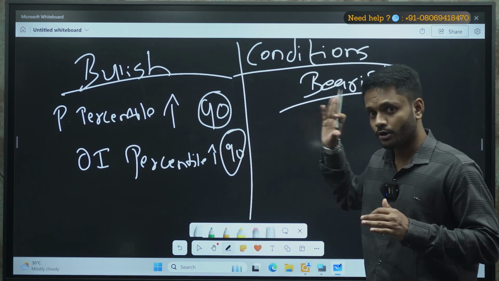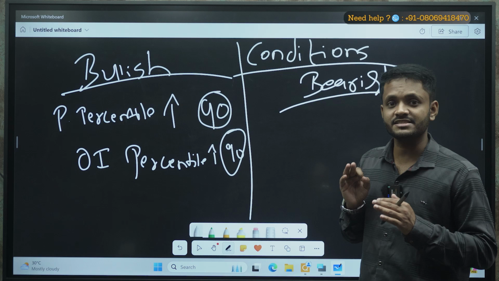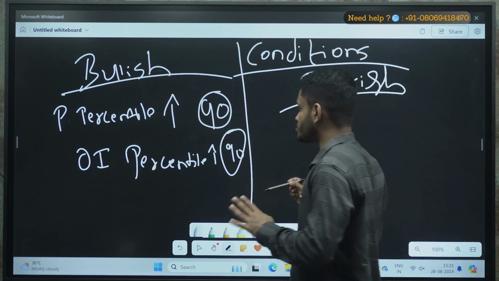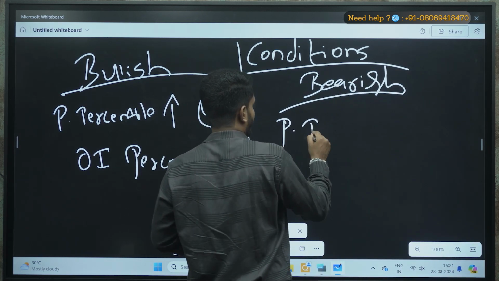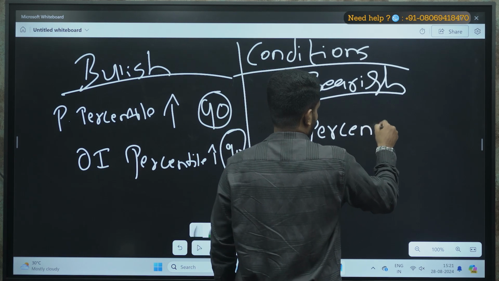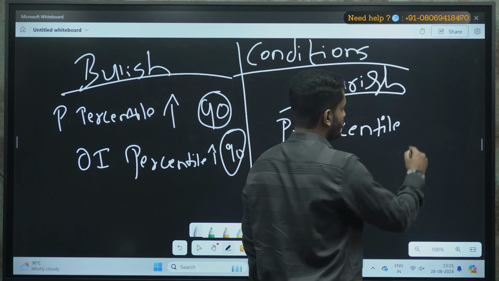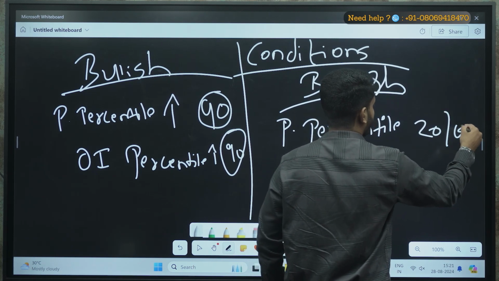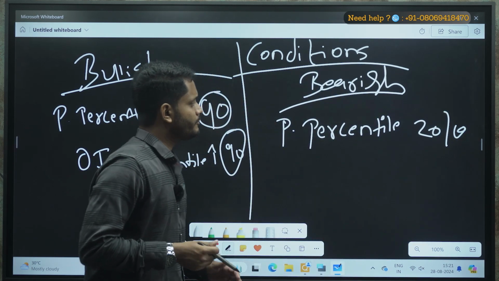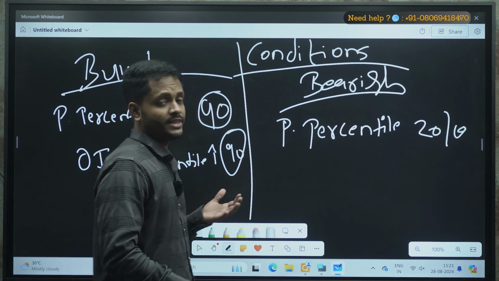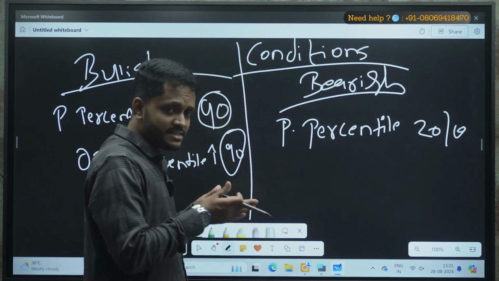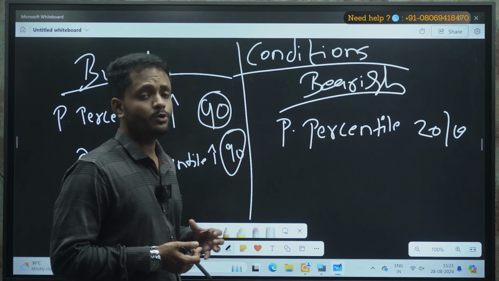Be it a bullish trade or a bearish trade, the participation is a must for the price to move. So for price percentile, you can take it as, for example, below 20 or 10. Both are accepted, but if you are a beginner, I would suggest you go with 10. But sometimes in bearish conditions, even 20 works well.